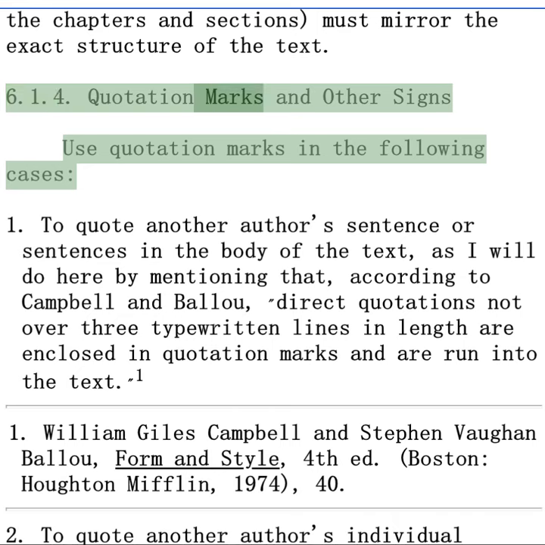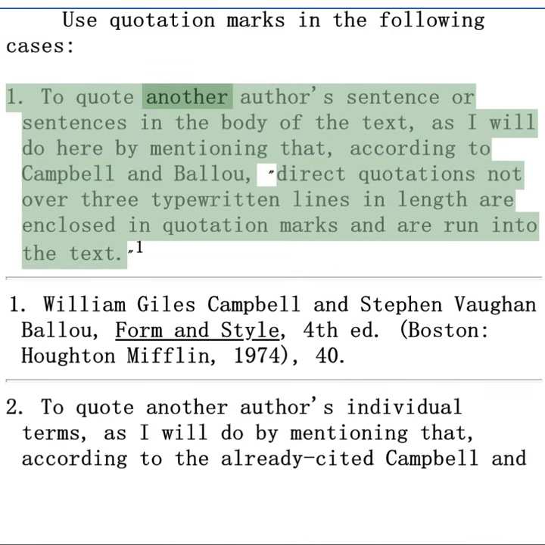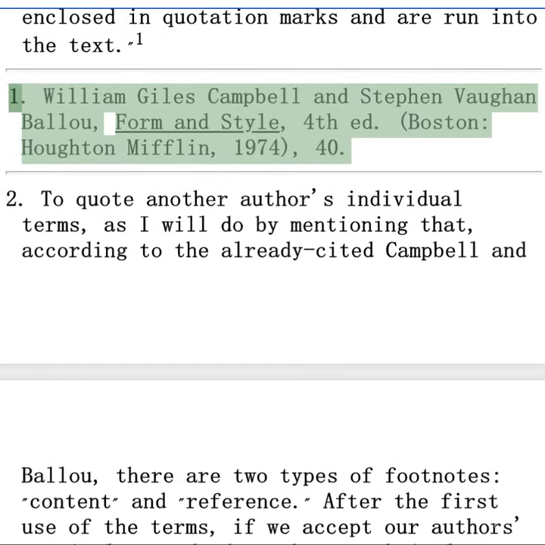6.1.4 Quotation marks and other signs. Use quotation marks in the following cases. 1. To quote another author's sentence or sentences in the body of the text, as I will do here by mentioning that, according to Campbell and Ballou, direct quotations not over 3 typewritten lines in length are enclosed in quotation marks and are run into the text. 1. William Giles Campbell and Stephen Vaughan Ballou, Form and Style, 4th edition, 40.